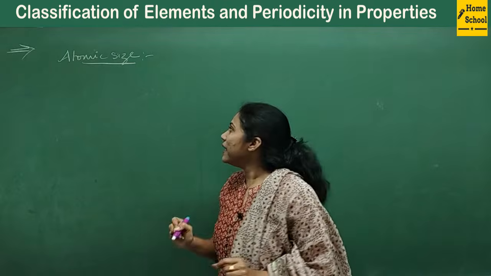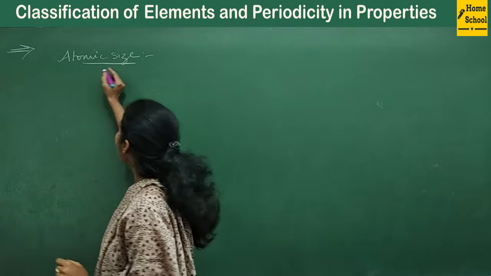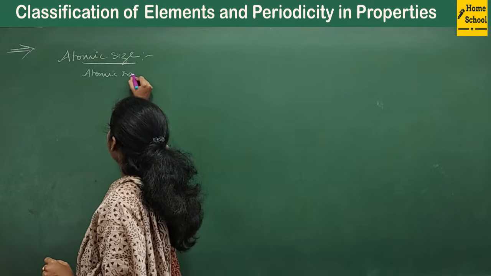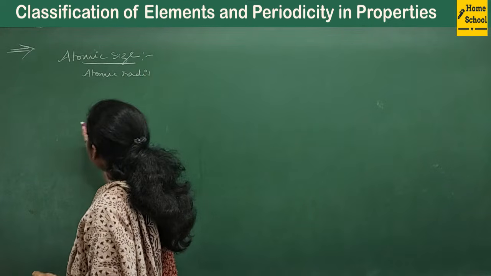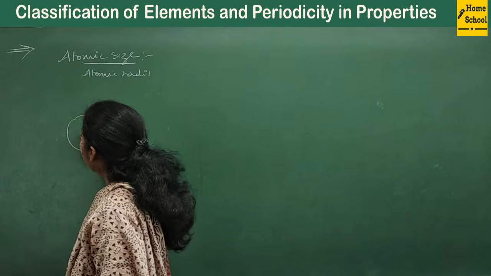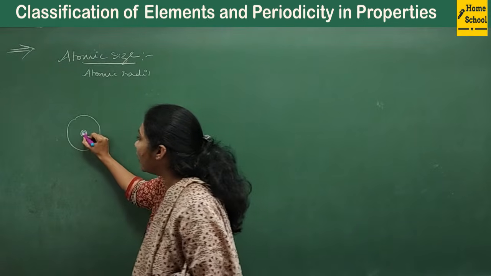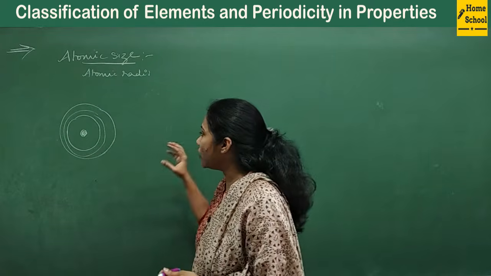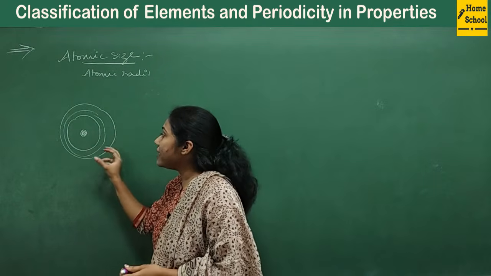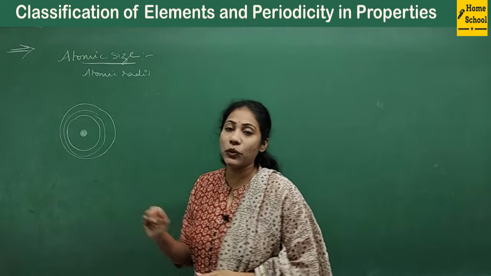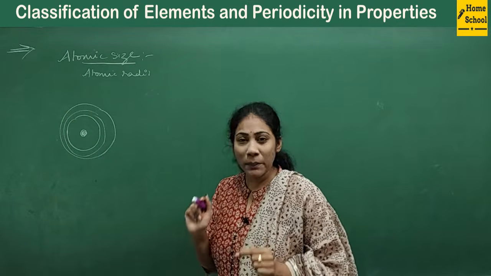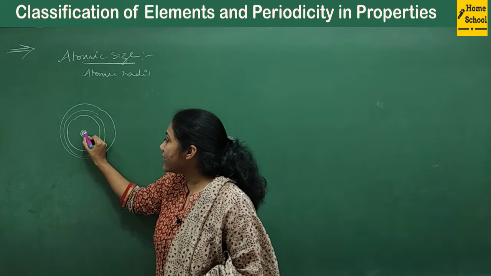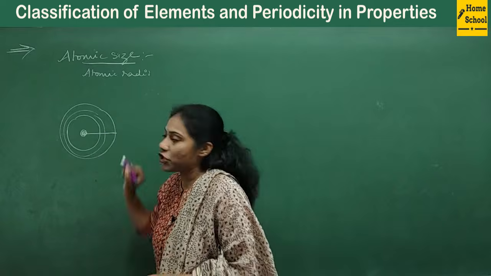Let's understand the meaning of the word atomic size, which is also called atomic radii. See, we all know an atom will have a nucleus at the center and it will have many shells around this. Electrons are present in the shells which are present around the nucleus, right? So atomic radii is nothing but the distance between this nucleus and the last shell.